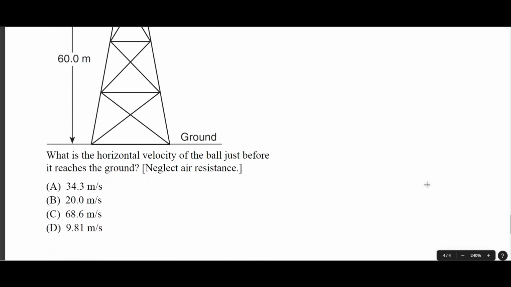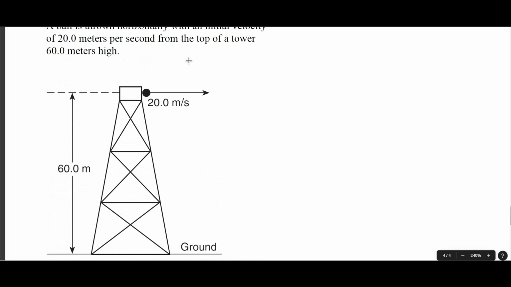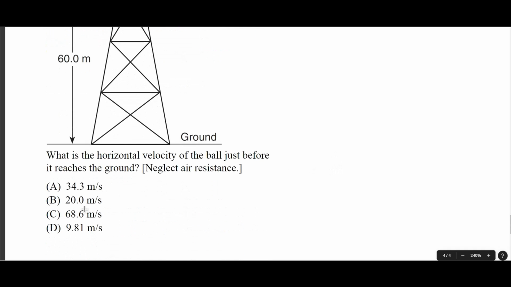All right. They want us to figure out the horizontal velocity of the ball just before it hits the ground. Again, the acceleration in the x direction is 0. So that means this 20 meters per second doesn't change. So it's going to be 20 meters per second just before it hits the ground.